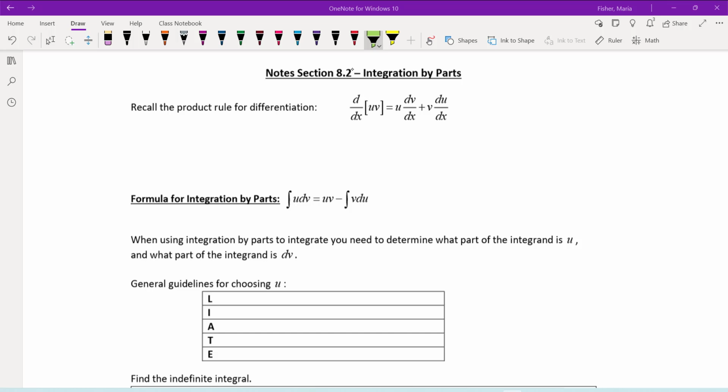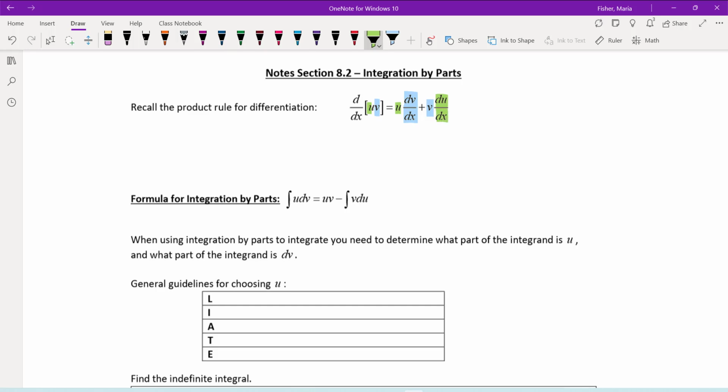Section 8.2 is integration by parts. In this section, we're going to learn a new tool to help us integrate, and this particular tool helps us undo the product rule that we learned when we learned about derivatives in Calculus 1. Recall from Calculus 1, we said that the derivative of u times v was the first times the derivative of the second plus the second times the derivative of the first.